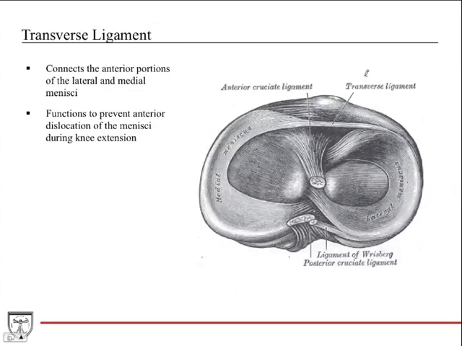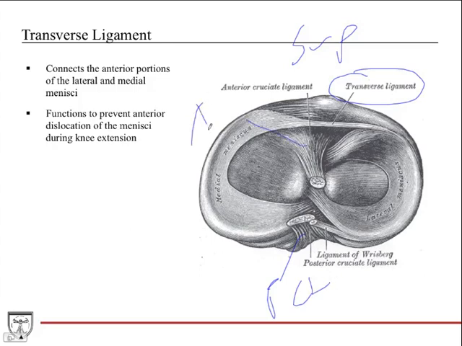So the transverse ligament, as you can see right here, here's your superior view again, medial meniscus, lateral meniscus, here's your PCL here, ACL here. It connects the anterior portions of the lateral and medial meniscus, as you can see here and here, and it functions to prevent anterior dislocation of the menisci during knee extension.